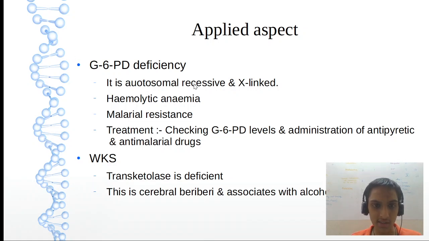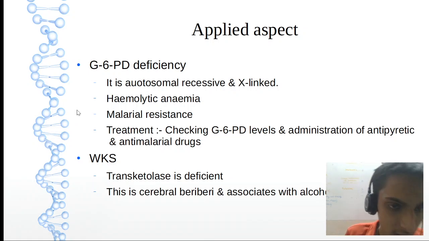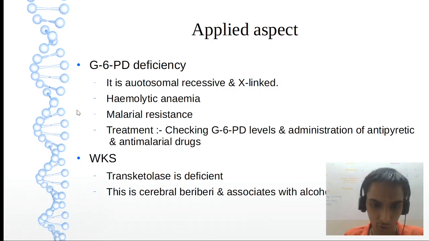We have two things: glucose 6-phosphate dehydrogenase deficiency and WKS, that is Wernicke-Korsakoff syndrome. Glucose 6-phosphate dehydrogenase deficiency is an X-linked disorder. It leads to hemolytic anemia. What is hemolytic anemia? It is excessive breakdown of the RBCs, that means we are losing so many RBCs in the body. This was also known to give malarial resistance. This is not a very significant point, but just remember the deficiency of glucose 6-phosphate dehydrogenase causes hemolytic anemia.